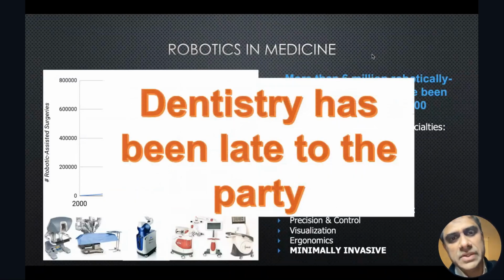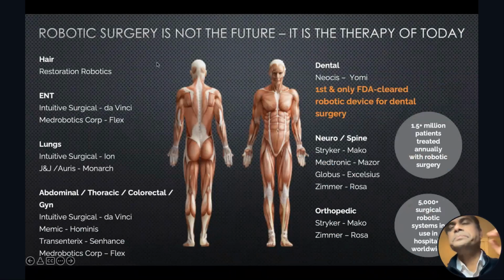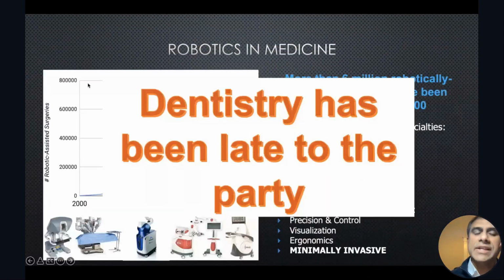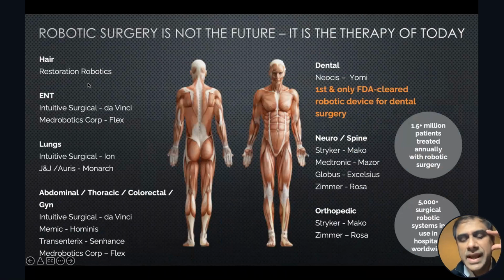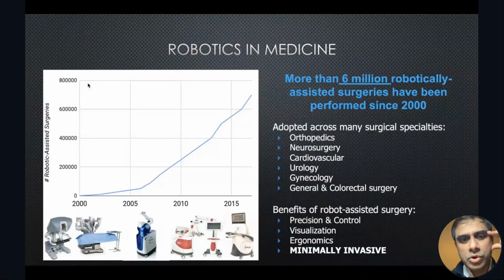Just some historical perspective: robotics has been in existence since 2000, and it has been more used in the field of medicine and surgery. But unfortunately, dentistry has always been late to the party, like with everything. It was not being accepted well. We were always frugal with everything as dentists and dental surgeons, and never actually thought about what it can bring as an advantage, as a return on investment.